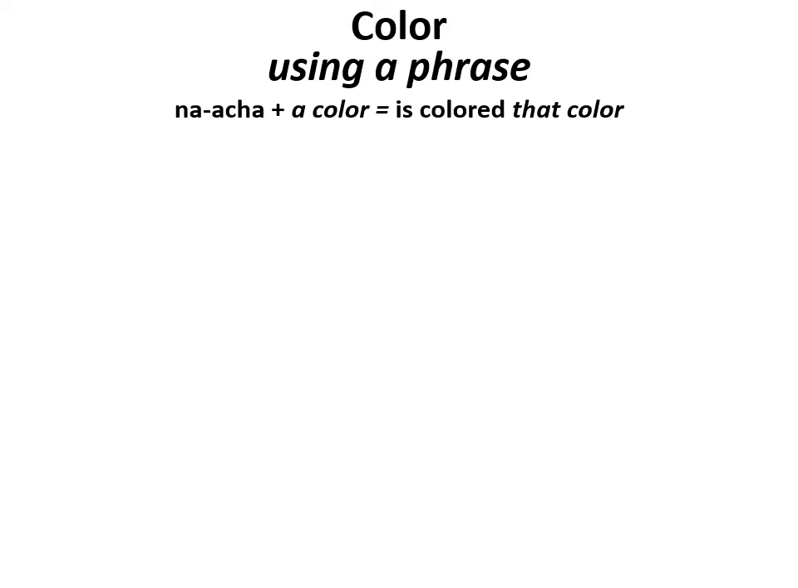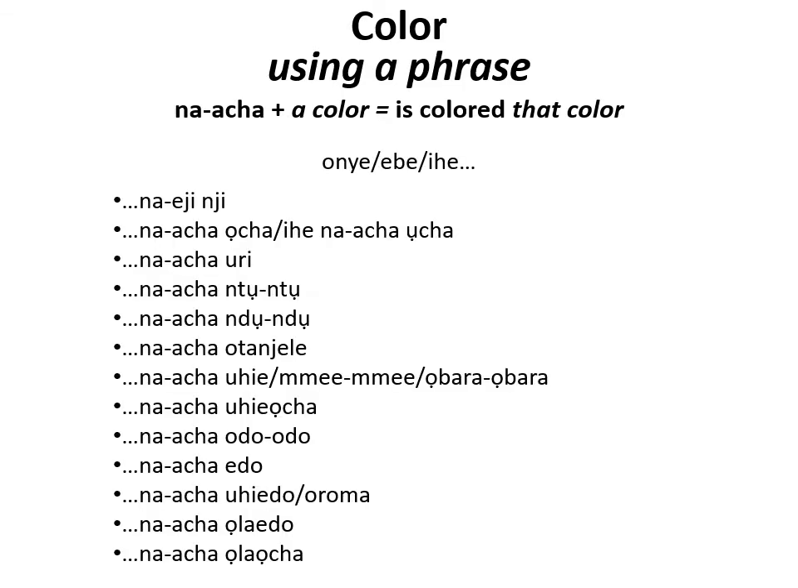Okay, now we have color using a phrase. This is another type of phrase. You can say na cha plus a color, and it means is colored that color. So na cha, any color you put after na cha, you're saying that the thing you're describing is colored that color. Let's see examples. So for this, it can be onye or ebe or ihe.